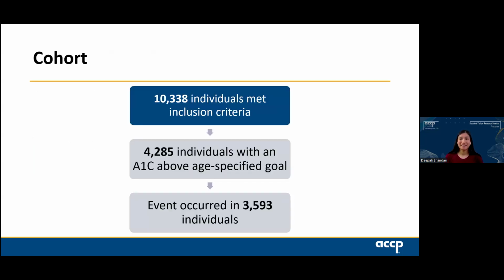So we were able to find over 10,000 individuals who met criteria. From there, 4,285 actually had an A1C above the age-specified goal. And then the event, meaning glucose lowering therapy intensification, occurred in 3,593, or about 84% of that cohort.